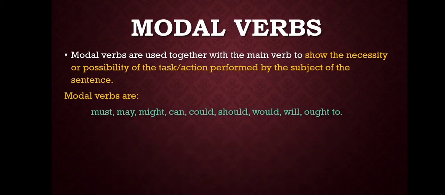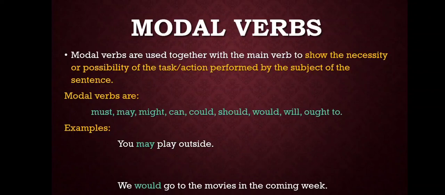Modal verbs are must, may, might, can, could, should, would, will, ought to, and so many others. So here: you may play outside. The main verb used here is play. You may play, and this possibility is shown with the help of the word may. May is giving us the possibility of the action, that is play, in the sentence.